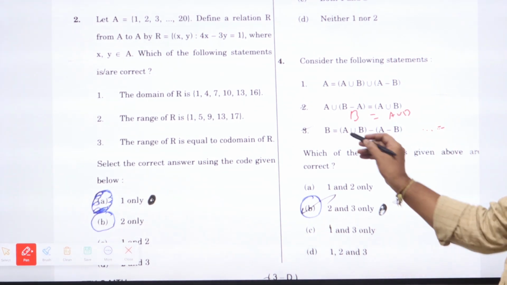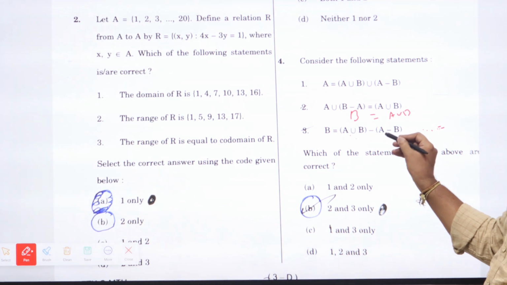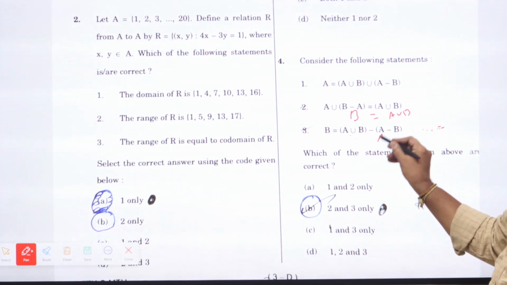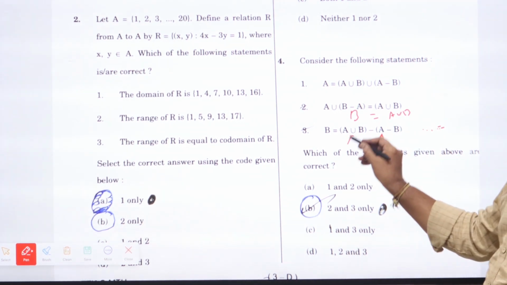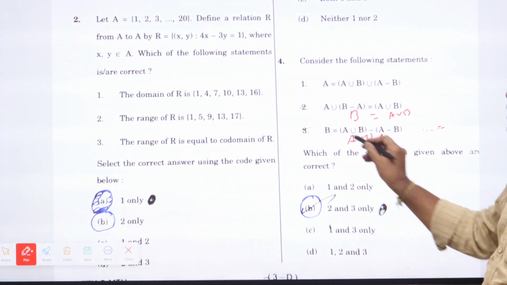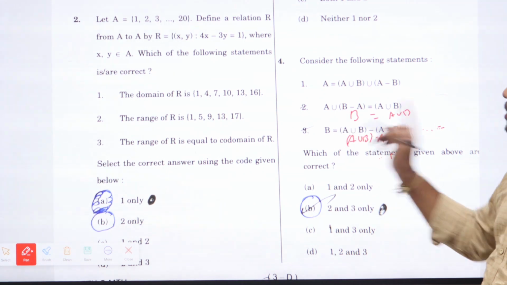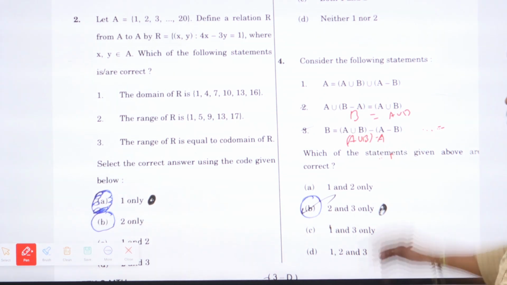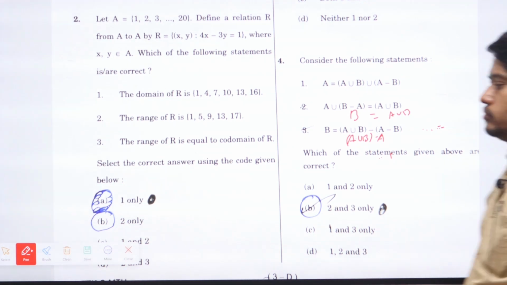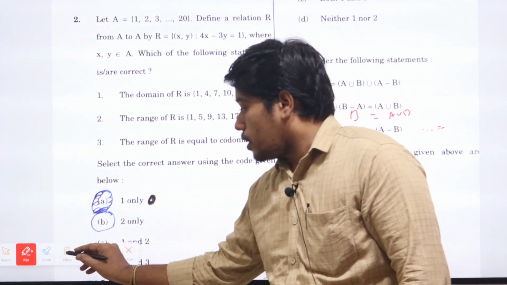The option will be correct. And the next is A union B minus A difference B. So you have to take the difference, and we get only the remainder term as B. So both 2 and 3 will be the right answer. Clear? Okay.